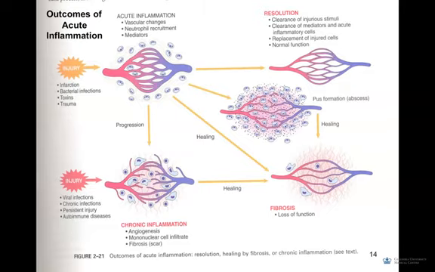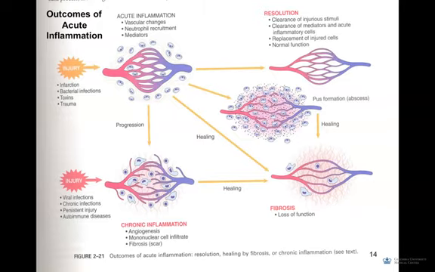So, before we dive into chronic inflammation, let's talk about what are some of the possible outcomes of acute inflammation. So we know that acute inflammation is triggered by the presence of a pathogen or some sort of injury to the tissue. Now, ideally, in a perfect world, acute inflammation is triggered by some sort of acute injury. So it's an injury that occurs and then goes away.